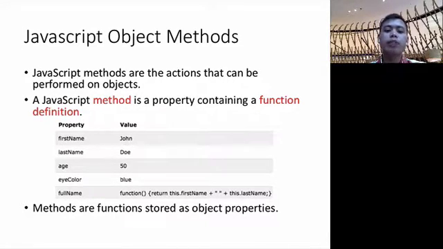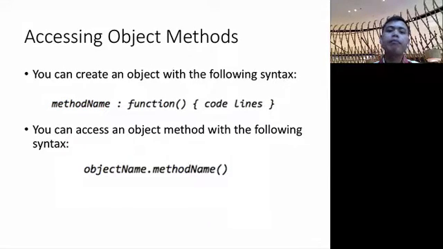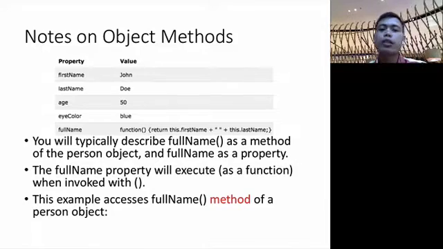Methods are functions stored as object properties. When we access object methods, we can create an object with the following syntax: method name, colon, function with open and close parentheses, and between the curly braces the code lines. Then you can access the object method with the following syntax: objectName.methodName(). Here are some notes on object methods.